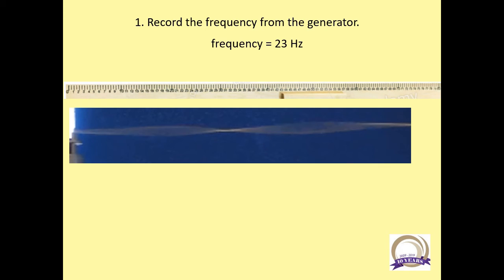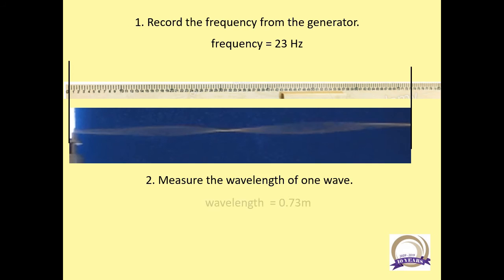Okay, just to summarise and help me to get some numbers down. I've got a screenshot there of one wavelength from the first bit that I did, with the metre ruler across the top. The first thing that you do is record the frequency from the generator. On that one it was 23 hertz, 23 vibrations per second. Then you measure the wavelength of one wave. That screenshot shows one wave, the distance from there to there, so we've got the wavelength there, which is 0.73 metres.